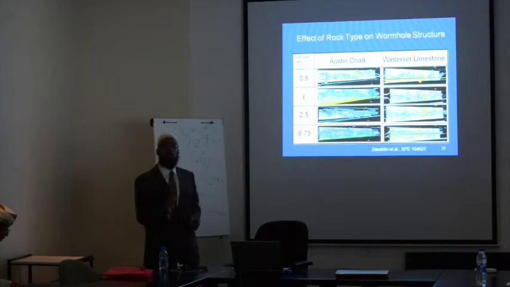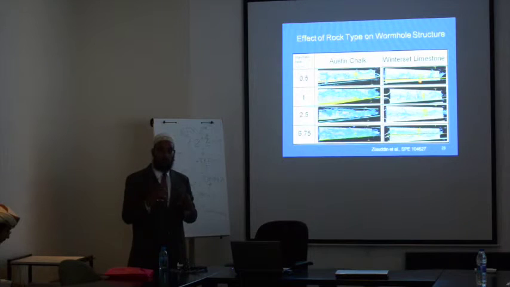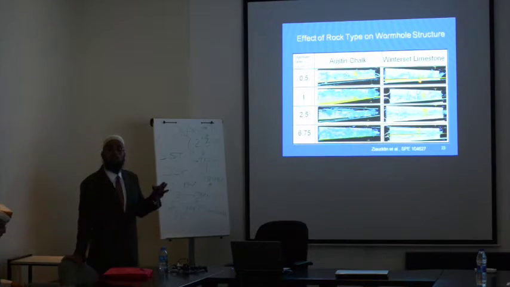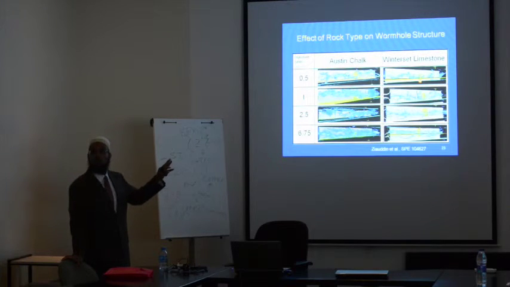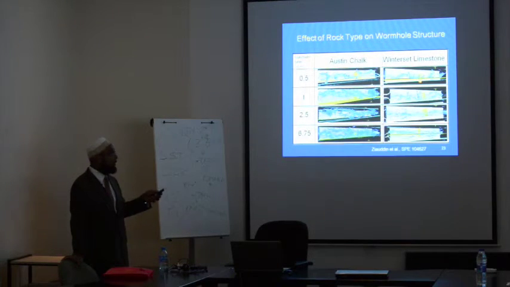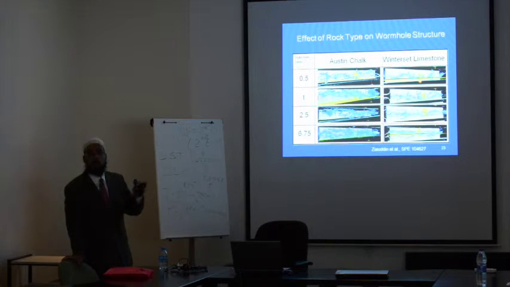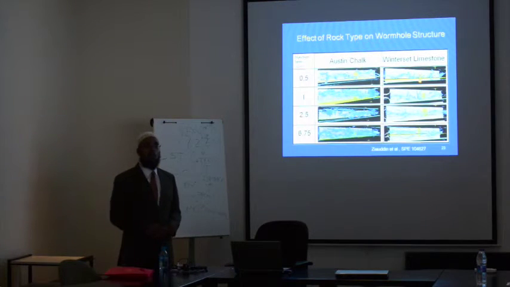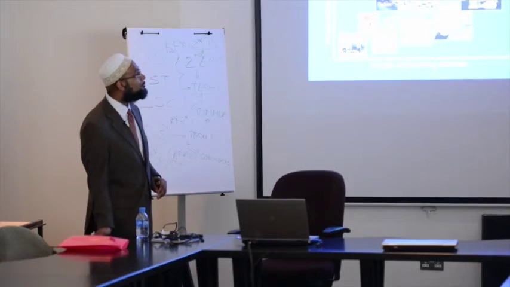But what I want to show is the structure of the wormholes that is so different between these two rock types. So this is the same mineralogy, same acid, everything, but look at the structure of the wormholes, right? In Ocean chalk, we dissolve a lot more rock compared to Winterset, which is a grainstone. And why is this important? It's important for the life of the treatment. If you dissolve a lot of rock, right?